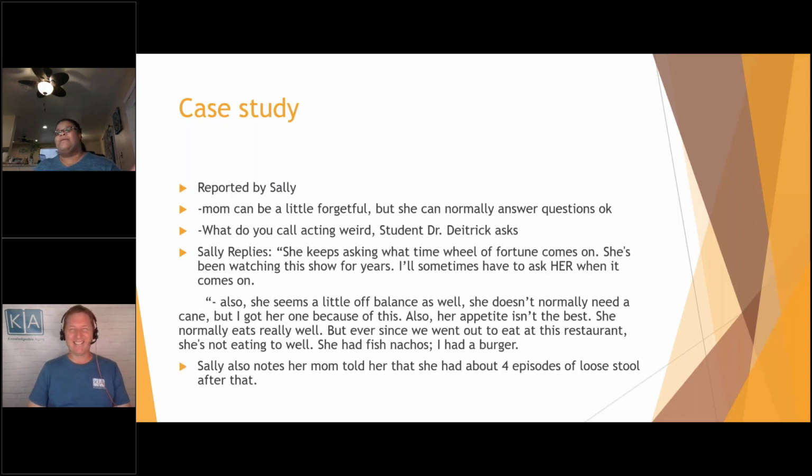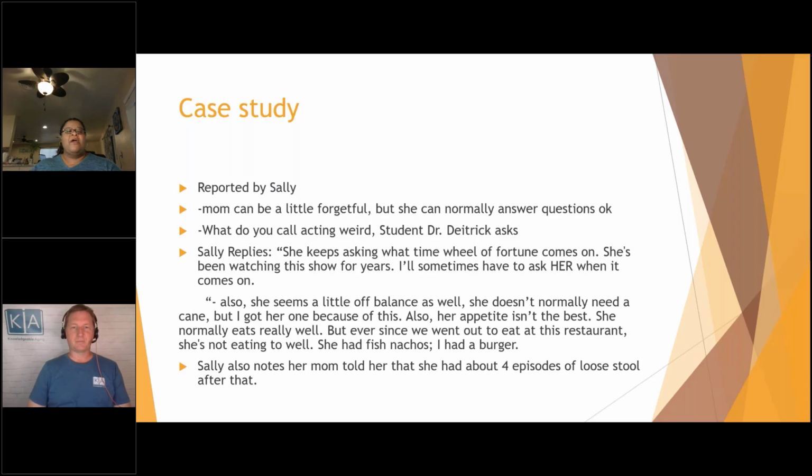So reported by Sally, mom can get a little bit forgetful, but she can normally answer her questions okay. So student Dr. Dietrich said, well, what do you mean she's acting weird then? And Sally says, well, she keeps asking when Wheel of Fortune comes on. And mom knows that she's been watching Wheel of Fortune for years, so she should know what time it is. Sometimes I have to ask her when Wheel of Fortune comes on.